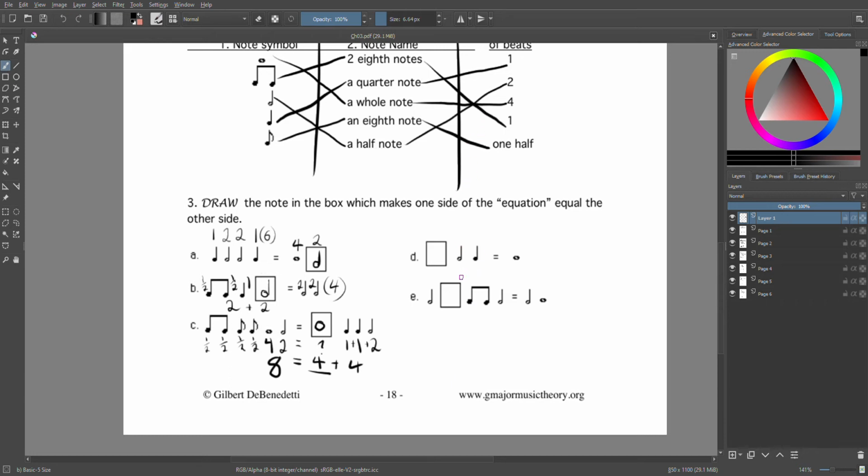Next, something's got to equal the whole note. Whole note, remember, is 4 beats. We got a quarter note, which is 1. Half note is 2. 1 plus 2 is 3. We need one more beat, which is a quarter note. And there we go.